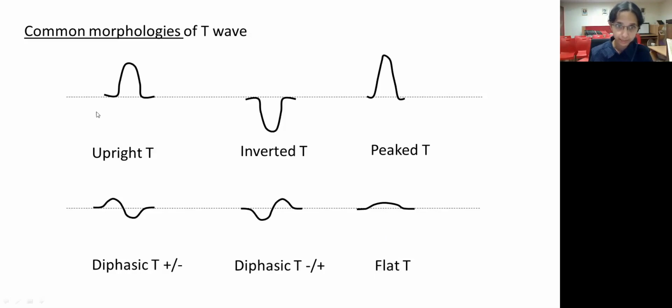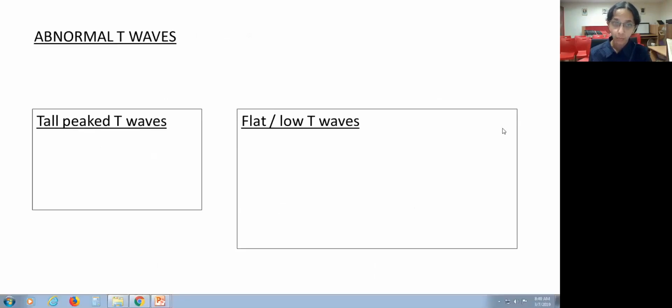Normally it is an upright T wave in the same direction of QRS complex, and it can have an amplitude which is approximately 10 to 15 millimeters, more in V5 than in V6, and gradually increases till adolescent age. So now with this understanding, let us see what all abnormalities you can have with T waves.